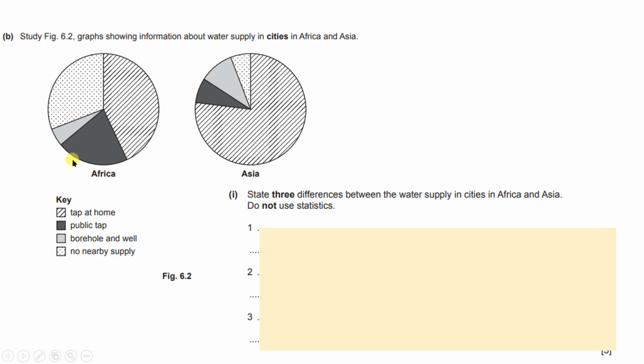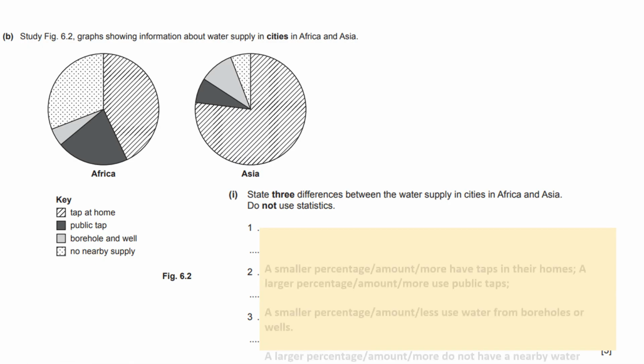Public tap is higher in Africa than in Asia. Boreholes and wells are higher in Asia than in Africa. Then no nearby water source is higher in Africa than in Asia. You just need 3 points using the key, and you get your full marks.